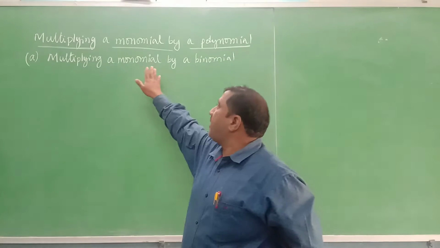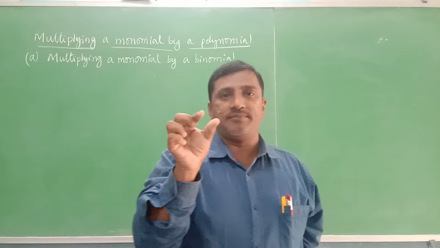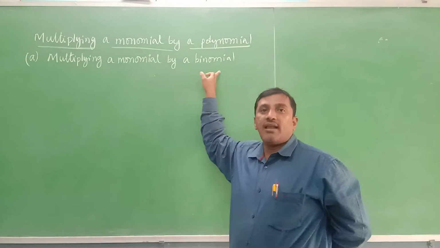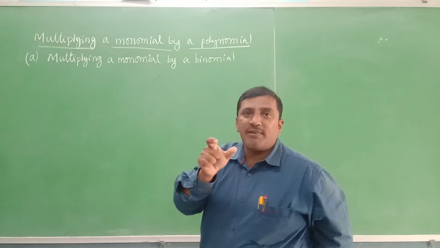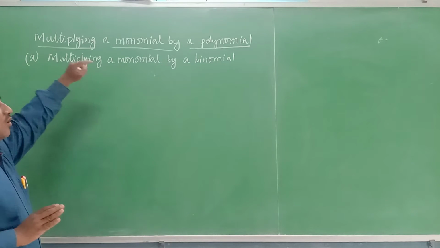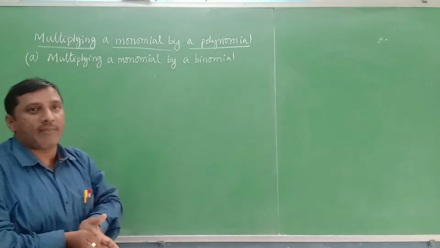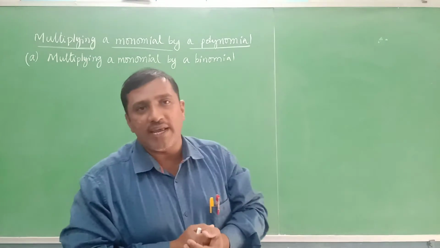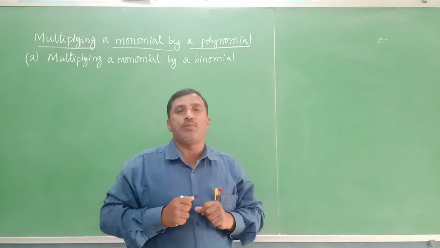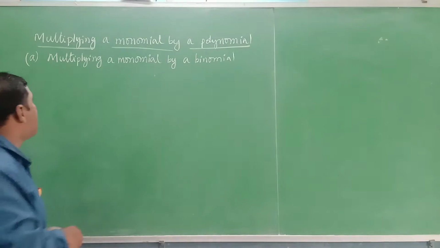Now what is a monomial? An algebraic expression which contains only one term is known as a monomial. Then what is a binomial? Binomial means an algebraic expression which contains only two terms. Such expressions are known as binomials. How do we multiply a monomial by a binomial or a binomial by a monomial? Here we use the distributive law, the distributive property. We will discuss an example.